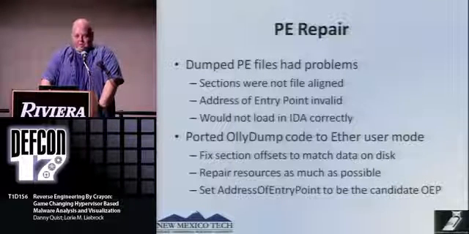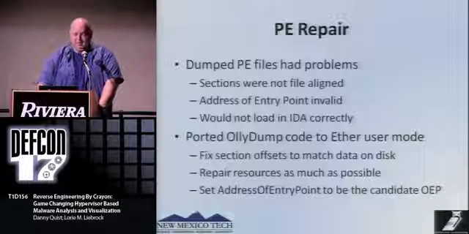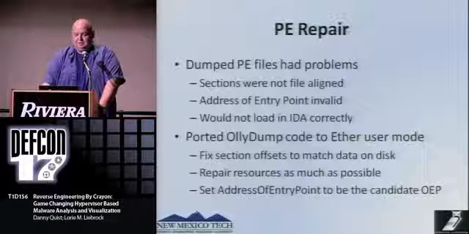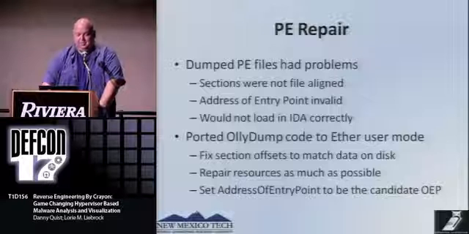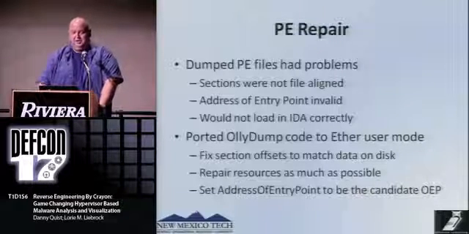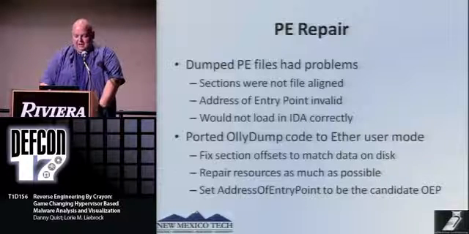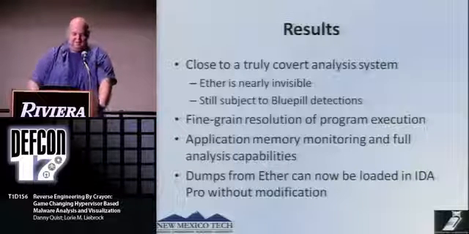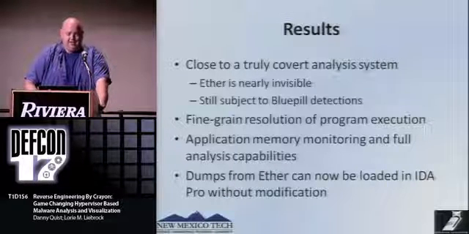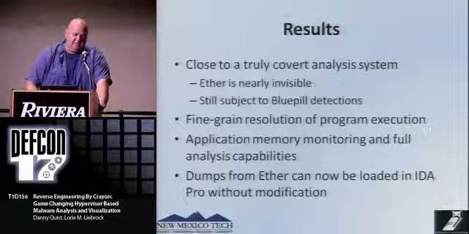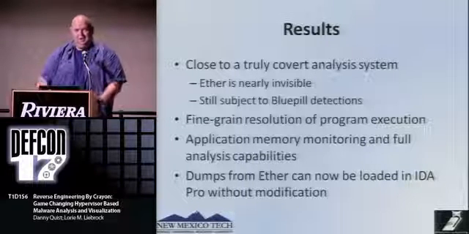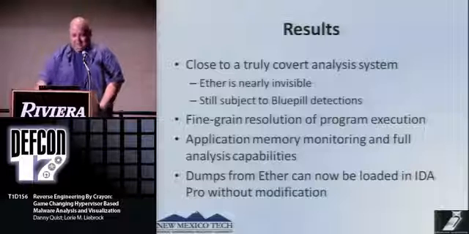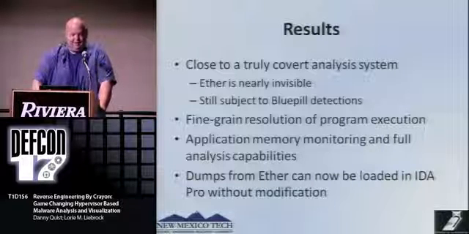So basically all I did is I took the code from ollie_dump and used that to fix the section offsets and repair the resources as much as possible. And then setting the address of the original entry point to the correct place allowed it to be loaded inside of IDA. Okay. So the result from this is that you get close to a truly covert analysis system. Ether is nearly invisible. It's still subject to blue pill detection, so we can start playing that game, but I think it's a game that's worth playing.